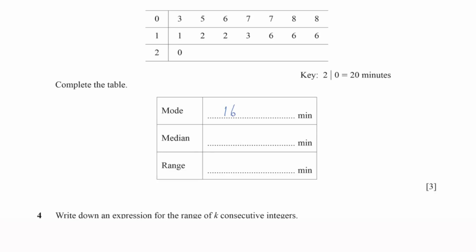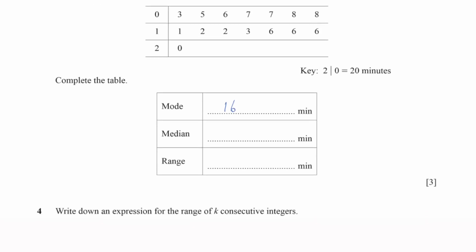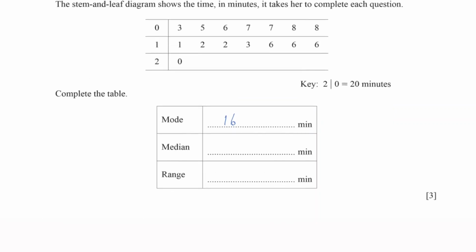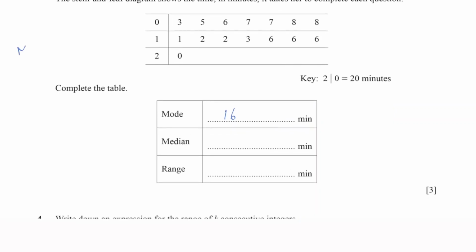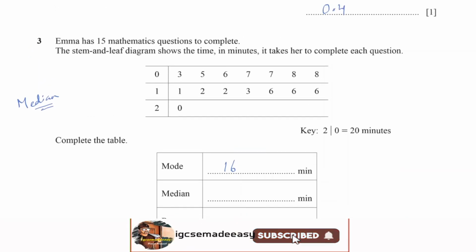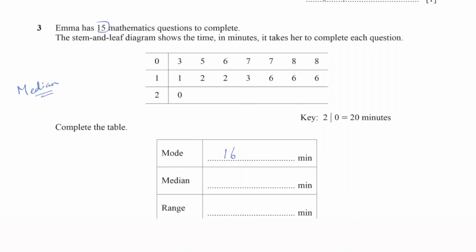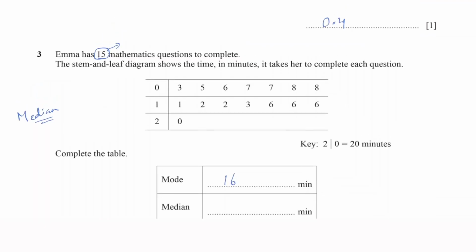Okay, the second part is median. So median is the mid value, right? First of all, let's find the total, which is 15, and we have to find the mid of the 15 values. But if the total value is an odd number, what do we have to do? If I divide it by 2, I'll get 7.5.